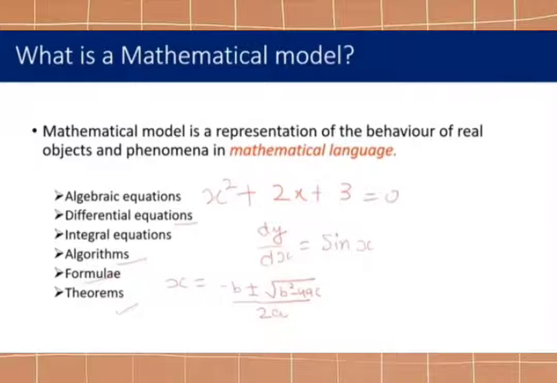So what is a mathematical model? A mathematical model is a representation of the behavior of real objects and phenomena in mathematical language. When we hear the word mathematics, all the words that come into our mind are called mathematical language. We have the plus, minus, times, divide, algebraic expressions, square root, and etc. These are symbolic representations of mathematical language. So we will elaborate those on a bigger scale. We have here algebraic equations, differential equations, integral equations, algorithms, formulae, and theorems.